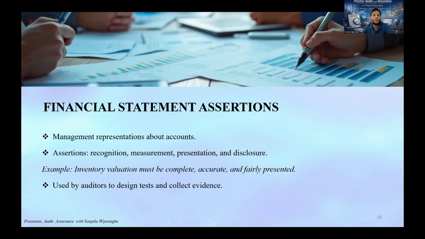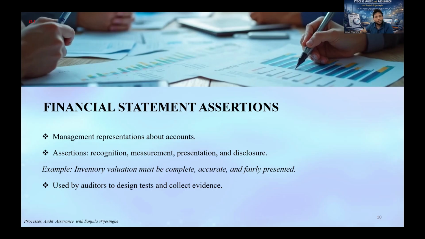The last one is external confirmation. That means, if we have a cash balance, we ask the bank to confirm the balance. Then the bank will send a letter directly to you confirming the bank balance. That is how it works. Now I have explained almost all of the auditor's tools. That is what you are going to do to perform audit procedures.